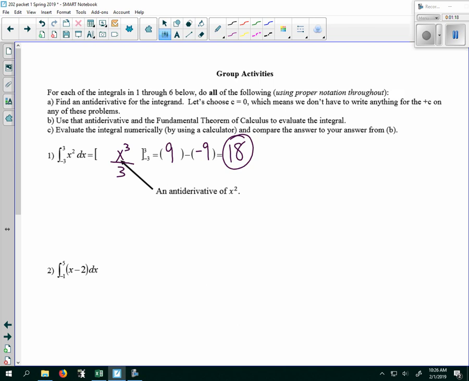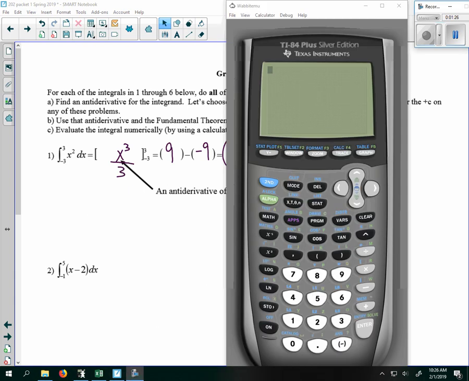Okay, then I want to use a graphing calculator to check this. Okay, so I do math 9, function integration. I'm integrating from -3 to 3. The function is x squared. X is the variable. Hit enter. 18, which is exactly what we got.